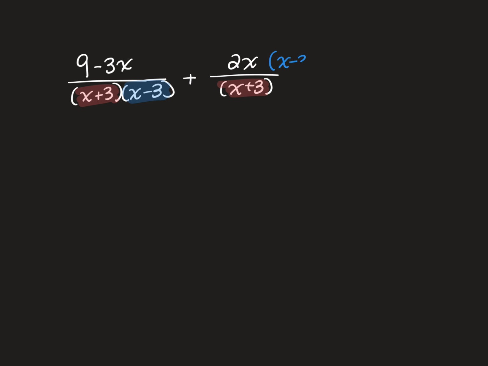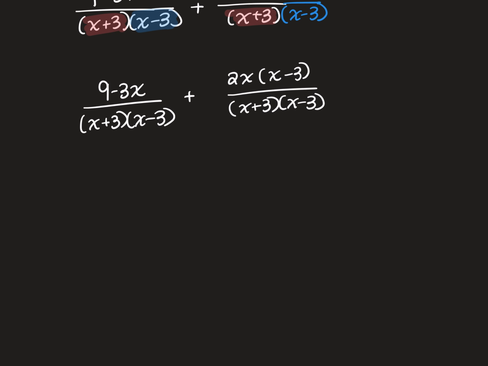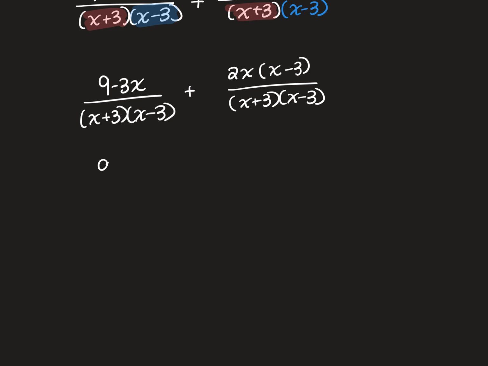So I'm going to have to multiply the second fraction by a giant 1 of x minus 3 over x minus 3. And then we go ahead and we rewrite this as our two fractions. And then we should simplify the second fraction. So we're going to simplify what's in the numerator of our second fraction.